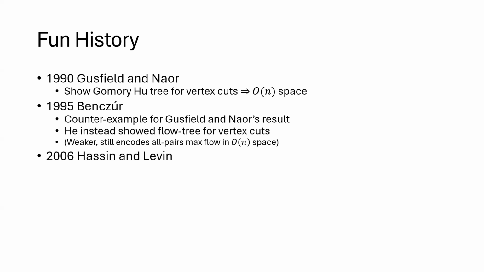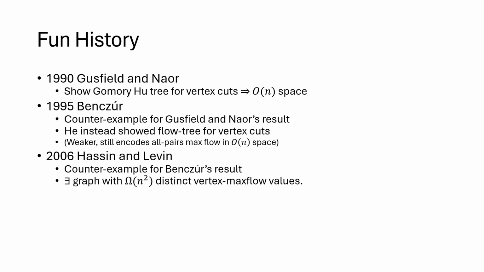Then like 10 years later, Hassin and Levin showed that this is wrong too. There is a counterexample for this claim. What they show is that there is a graph such that there are n squared distinct vertex max flow values. If you look at all pairs, most of the pairs contribute different values. This is a capacitated graph.